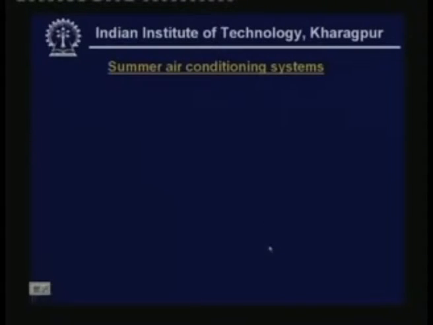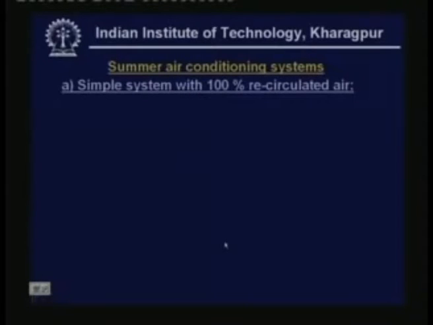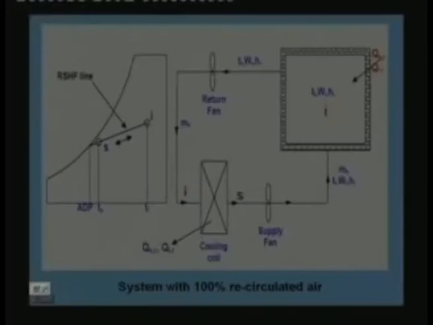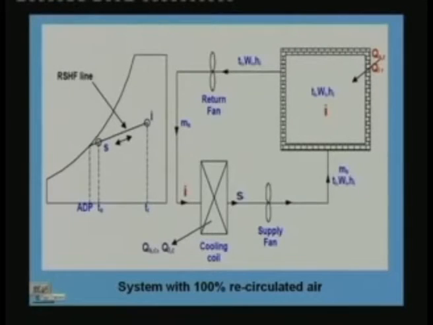Now let us begin with summer air conditioning systems. First, let us take a simple system with 100% recirculated air. So, okay, let me first describe the system. So, as I said, this is a simple system with 100% recirculated air. That means we are not throwing any air, nor we are adding any outside air. So, the same air is flowing through the system again and again. Okay, you can see that it is a closed system as far as air is concerned.